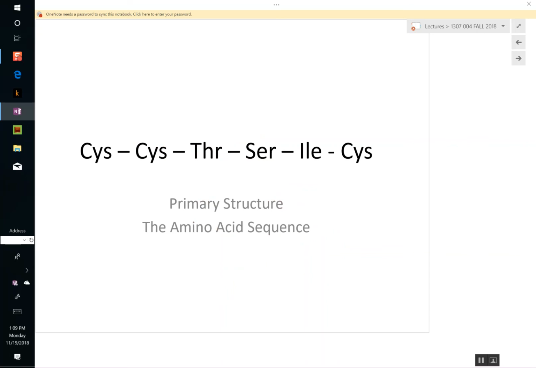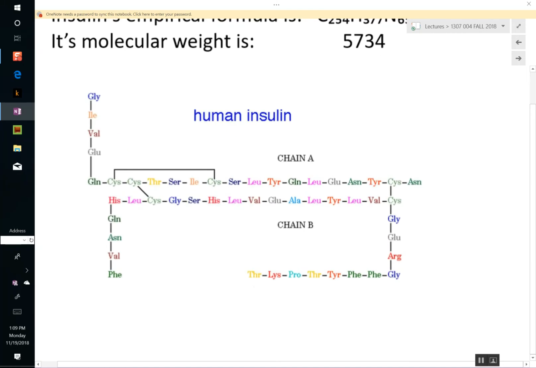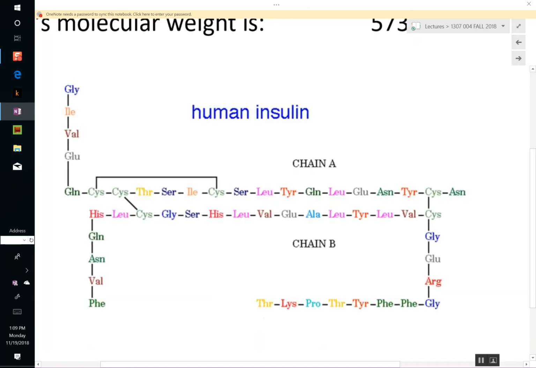Okay, now take a look at this. You're going to see this on the next slide. Cysteine, cysteine, threonine, serine, isoleucine, cysteine. 6 amino acids. I've given you 7. The 7th one will come in a minute. But let me show you where these 6 are. Here is insulin. Cysteine, cysteine, threonine, serine, isoleucine, cysteine. All right, that's 6 of the 7 that you made, and there's the 7th one.